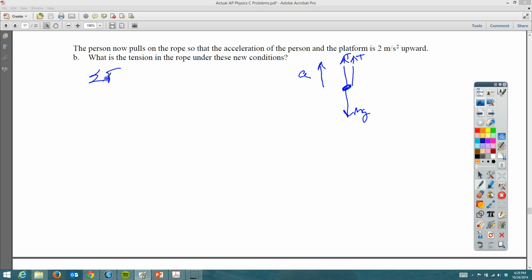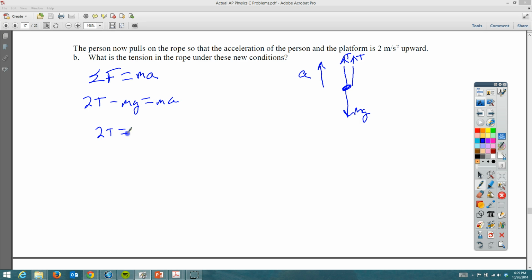So the sum of the forces this time is equal to mass times acceleration. What are the forces? We did this last time. We said it's 2T minus mg, and that's equal to your mass times acceleration.